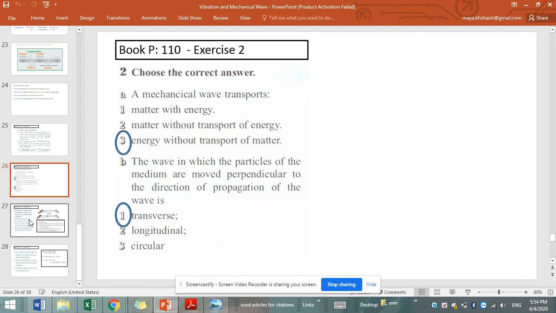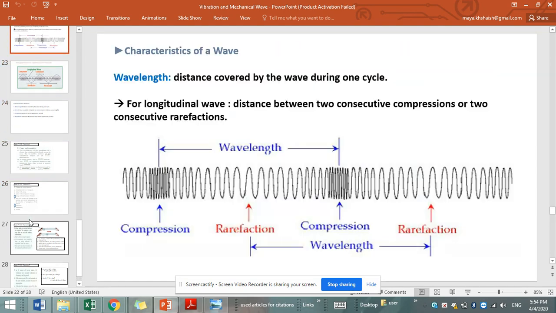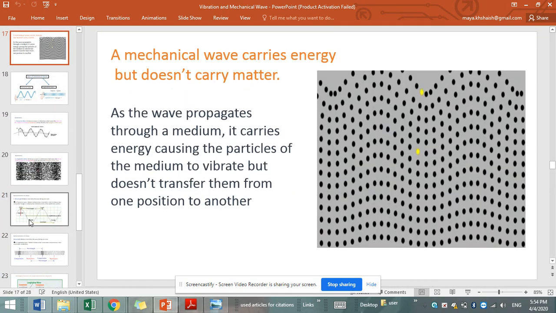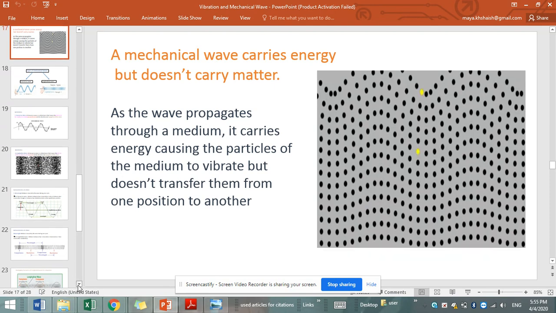Choose the correct answer. Book page 110, exercise 2, a mechanical wave transports matter and energy, matter without transport of energy, or energy without a transport of matter. Of course, it is energy without a transport of matter, and I have shown you it here. It propagates, it carries energy, but it doesn't carry the matter. It doesn't cause the motion of the particles from one position to another.